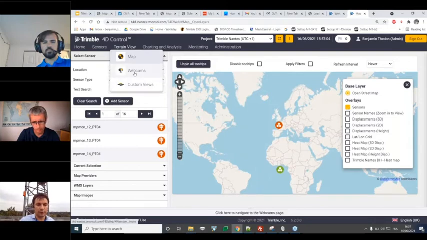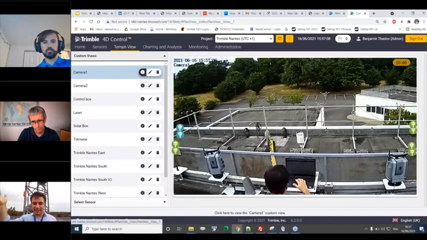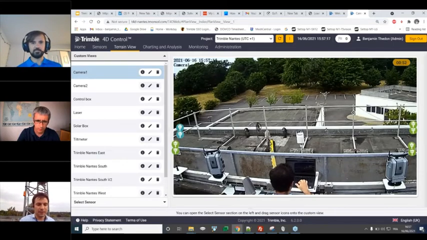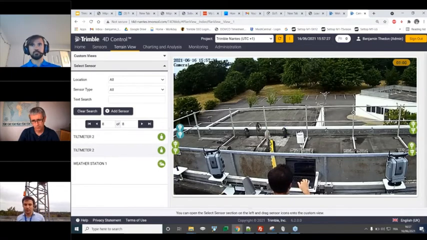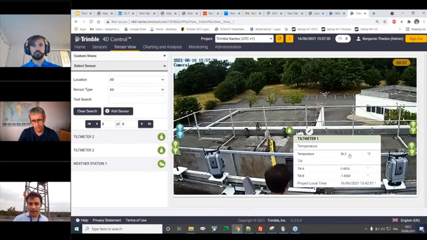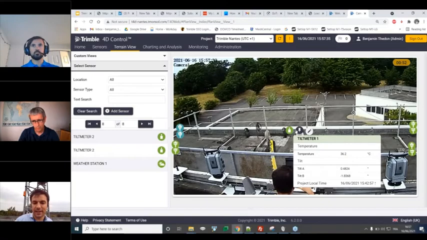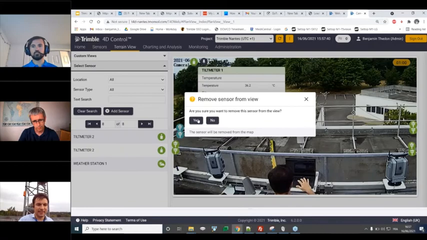Then we can go, for example, on the view. In this demo site, we have a camera view. As you can see, me. And you are able to import your sensor directly through the video stream. So you go on sensor select, and you go on your tilt meter one. For example, I didn't install it here, but I'm able to add my tilt meter just here. And you see, you have your value live. If you're not happy, you can delete it.